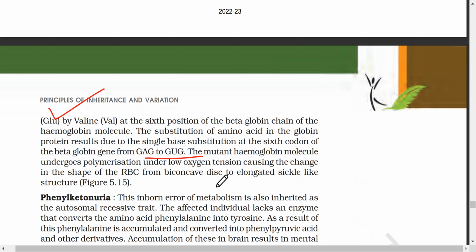The substitution of amino acid in the globin protein results from a single base substitution of the sixth codon of the beta globin gene from GAG to GUG. The mutant hemoglobin molecule undergoes polymerization under low oxygen tension, causing the change in the shape of the RBC from biconcave disc to elongated sickle-like structure.